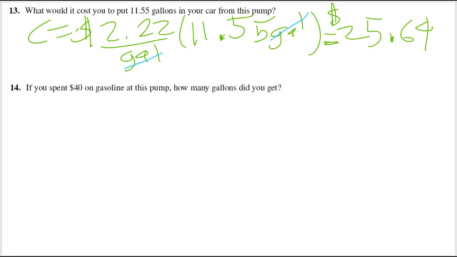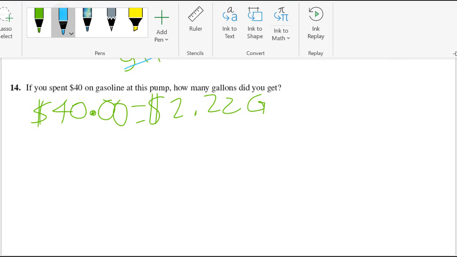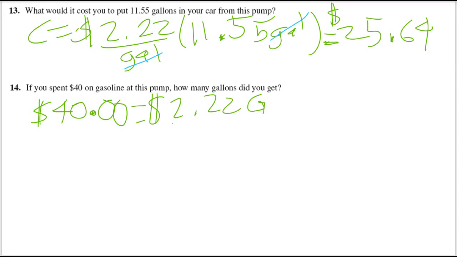So if you spend $40, that's your cost. You may not have written it this way. That's fine. You may have just figured out that you want to divide by $2.22. You want to see how many 2.22s are in $40. That's really what we're doing. And it does make sense to do it that way.